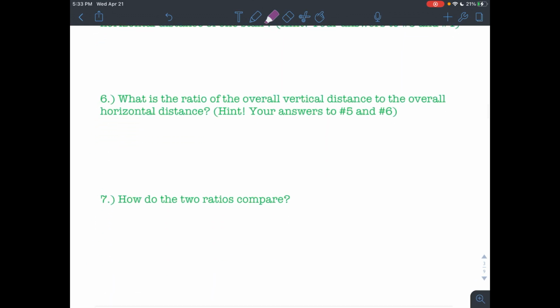In number 6, I want you to create a ratio using the overall vertical distance and overall horizontal distance. Again, I give you another hint of where you can find these numbers. Then I want you to look and see, how do those two ratios compare? What do you notice between those two ratios? Is there anything you notice? There should be. If you don't notice something, keep looking until you do.